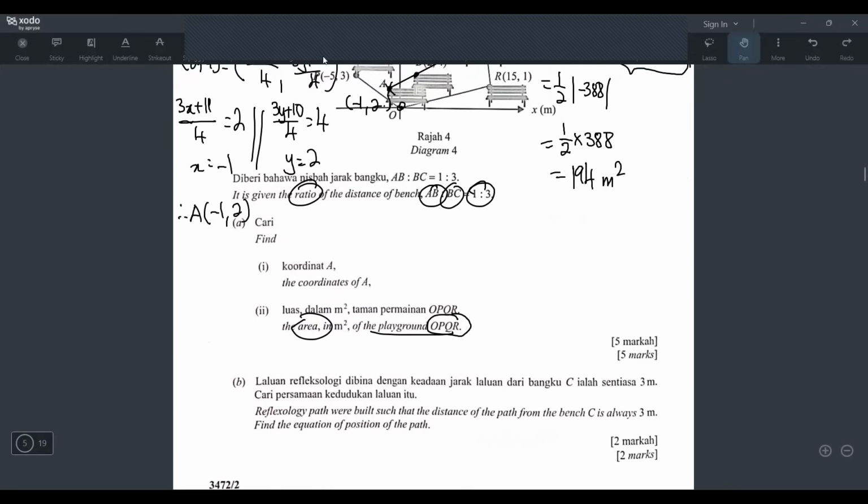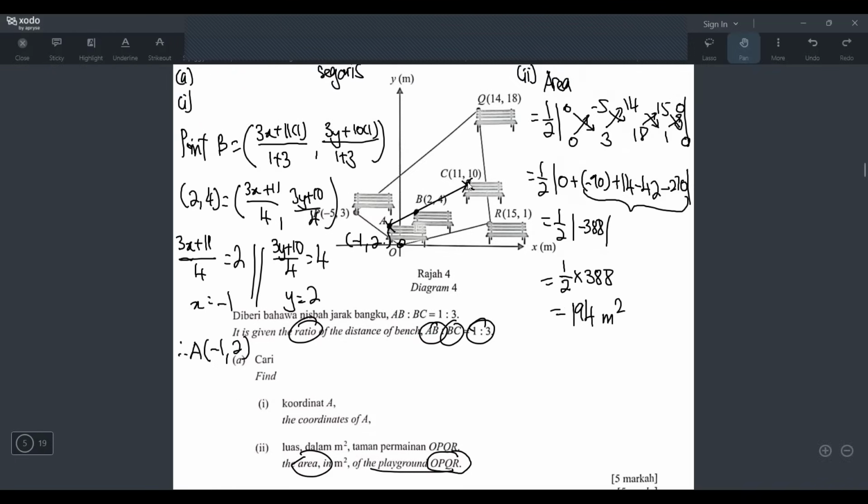Let's read the question. Reflexology path will be built such that the distance of path from bench C is always 3 meter. What is reflexology path? It means the path you have probably seen with stones, and when you step on it, it's supposed to be good for your health or something. But it doesn't matter. Actually, even if you don't understand what the reflexology path is, you can do this question. So they say it's built such that the distance from C is always 3 meter. So where is point C? Point C is here, right?